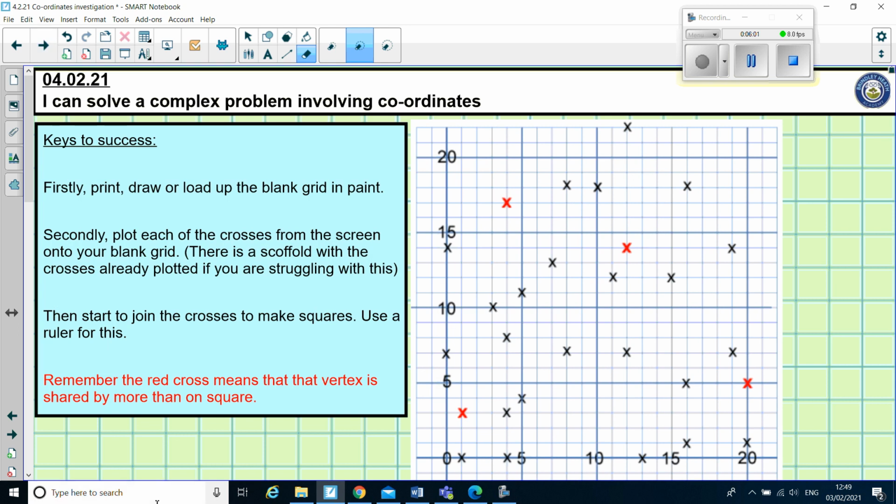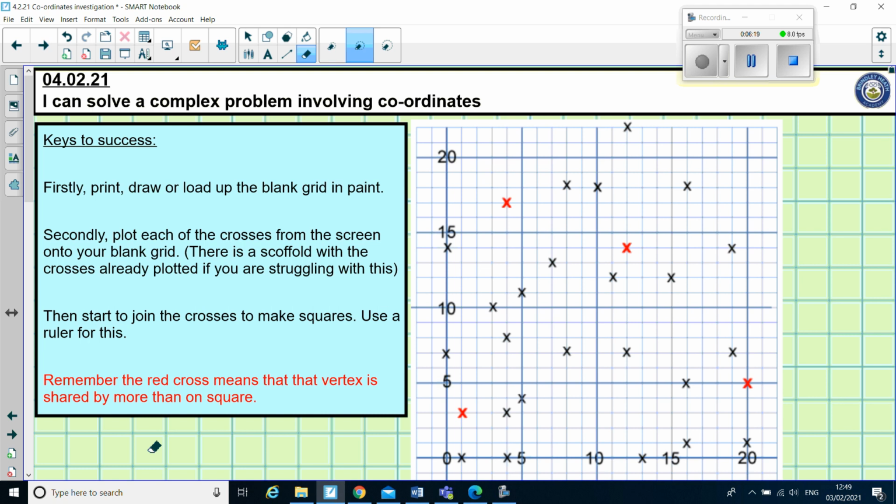Okay, in order to do this then, we're going to need to follow some keys to success. So firstly, you're going to need to print a blank coordinate grid, of which there are some in the lesson folder for today's maths lesson. If you can't print because you don't have a printer, that's completely fine.